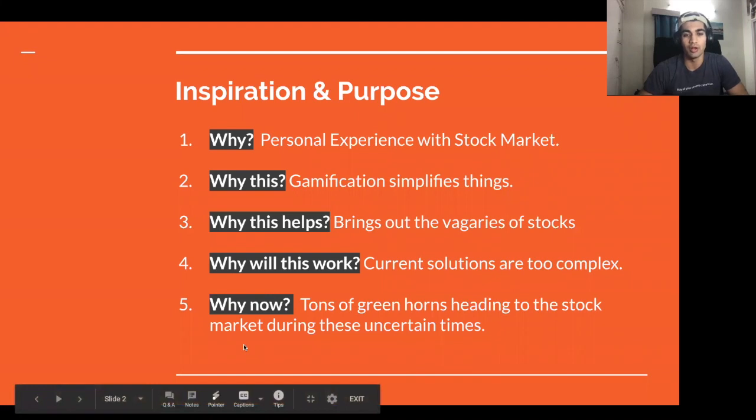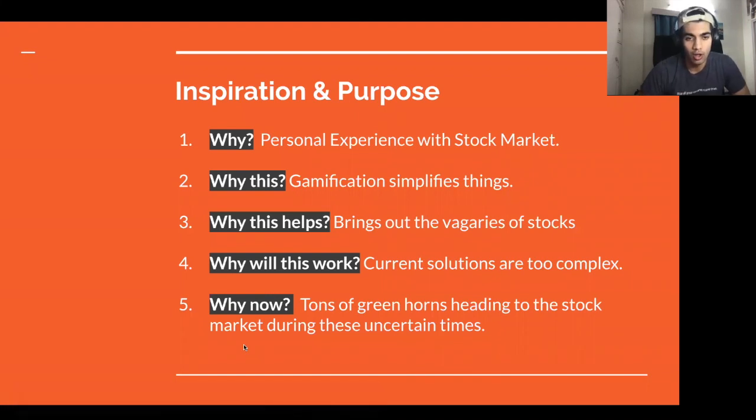Thanks, Abdul. Just want to go over the inspiration and purpose behind this project. Why are we doing this? Well, Abdul and I both have had some really interesting personal experience with the stock market. We've both gained and lost a lot of money. And the stock market continues to intrigue us with so many forces acting on it and its irrational behavior, even in these turbulent times. It's all very intriguing to us.